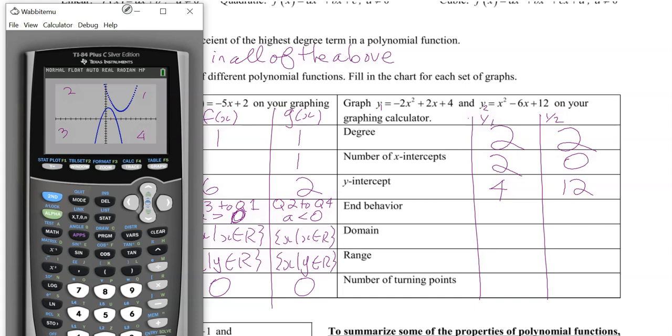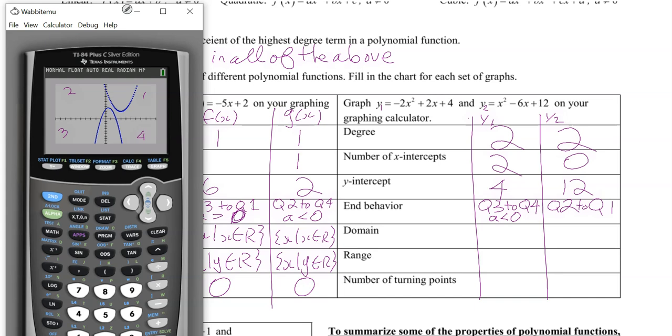End behavior. So the end behavior for the first one, which is the solid line, is cube. Yep. The first one is Q3 to Q4. Yeah, and the second one is Q2 to Q1. And let's go with that saying, so the first one has an A value which is less than 0. It's a negative, right? So we know this from 20. A negative quadratic, right, opens down.